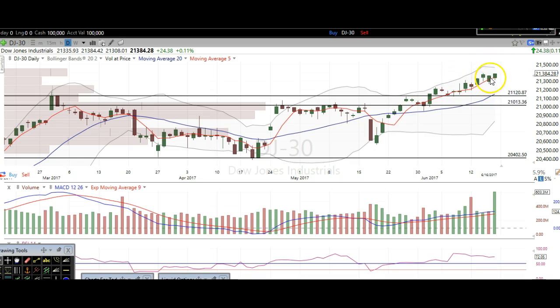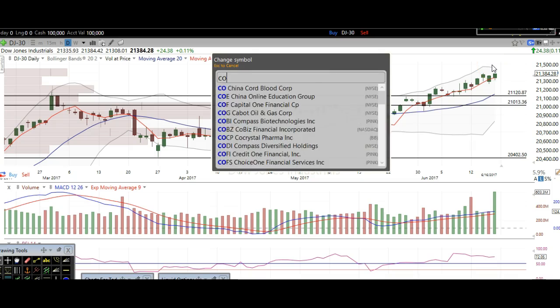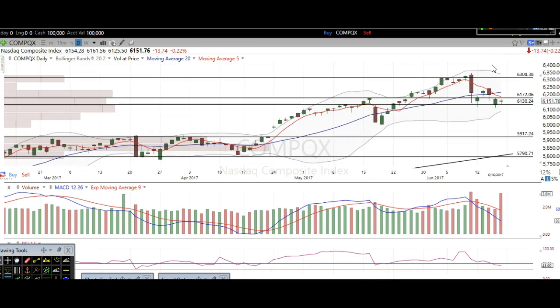But as it stands right now, we're just holding this 5-day simple moving average, and the trend is very much in the upward direction, and it doesn't look at this moment like it's even going to try to retest that anytime soon. Now we're going to touch on the Nasdaq, and the Nasdaq to me is the weakest of the major indexes here. So I'm going to go over a couple of reasons why.